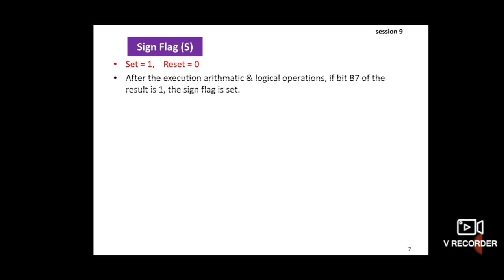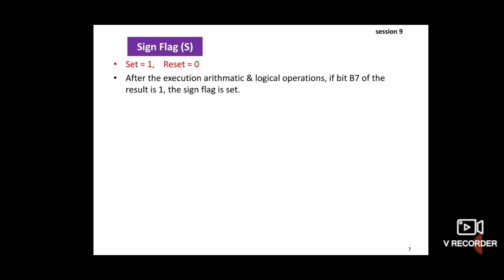Now see the last flag in 8085, at the 7th bit position: the sign flag. It also indicates 1 when it is set, and 0 if it is reset. What is the use of this sign flag? This flag is used with signed numbers. Signed number means the given number is either positive or negative. So the sign flag is used with signed numbers.